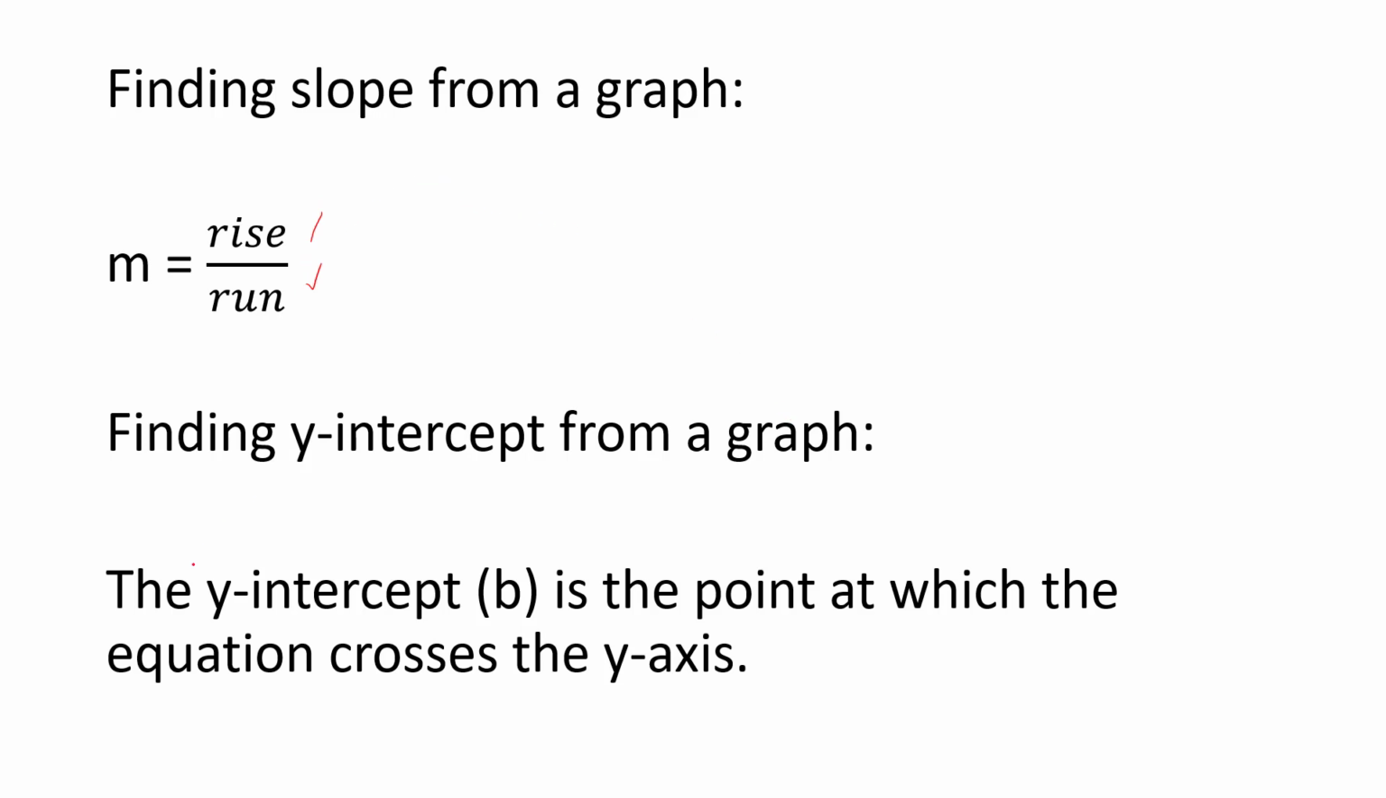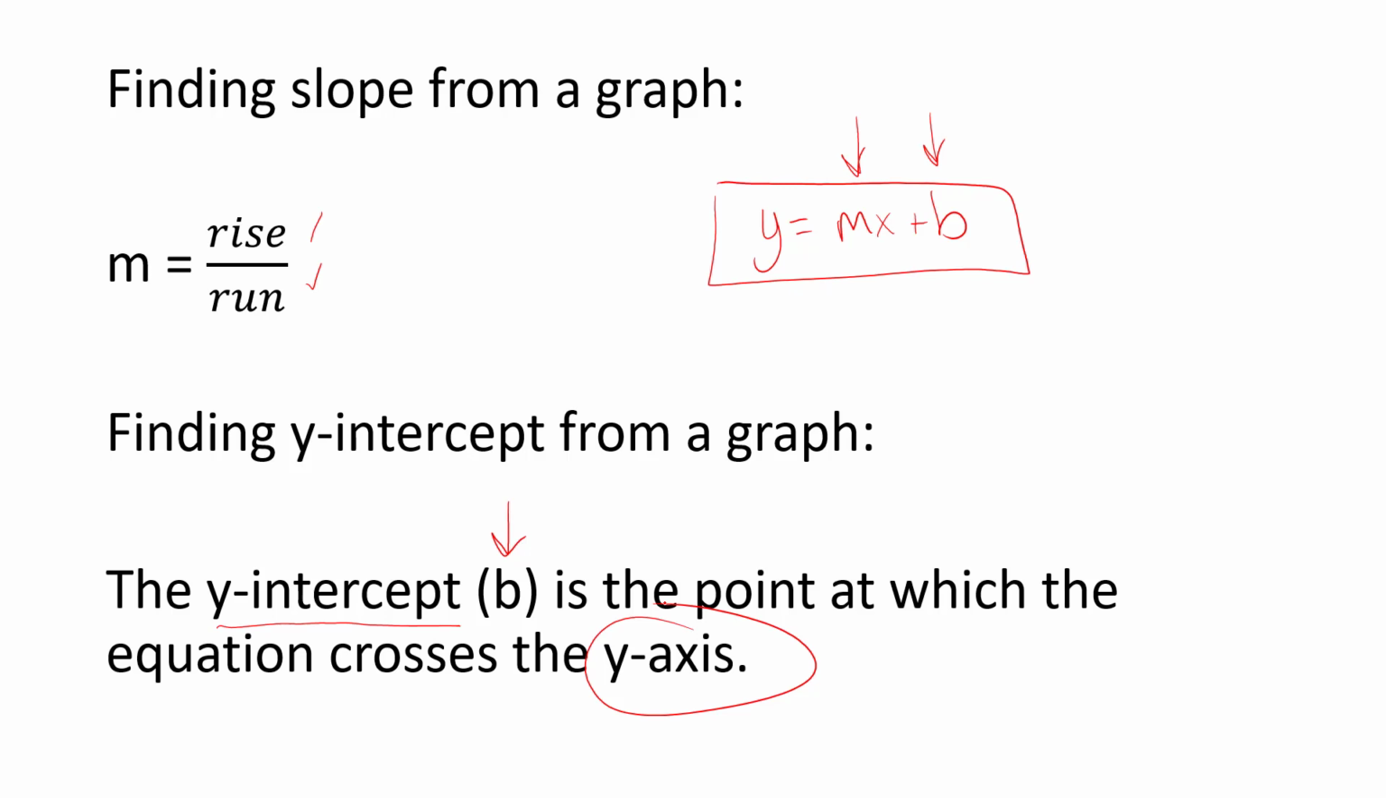Finding the y-intercept. The y-intercept, and I would recommend writing this down, is your b value in your y equals mx plus b slope-intercept form equation. So it's beneficial for you to recognize this equation as the equation of a line in slope-intercept form. So your y-intercept is the point at which the equation crosses the y-axis. Well, that should be a really easy place for us to find. Let's look at some examples.